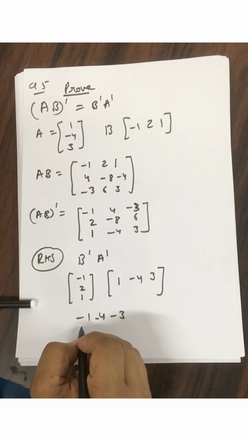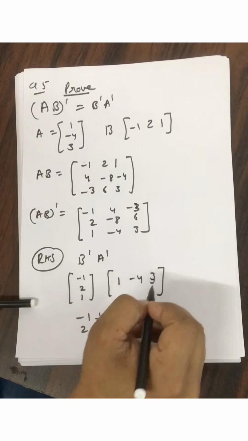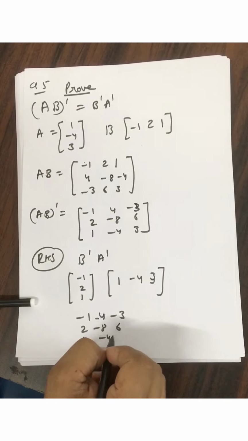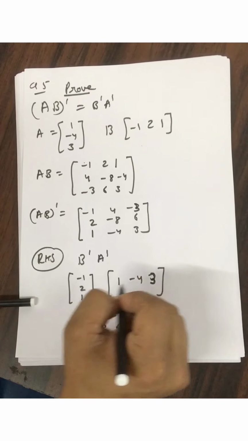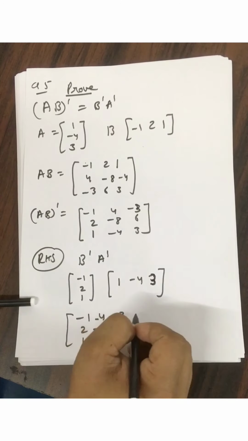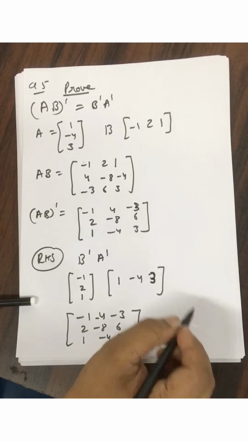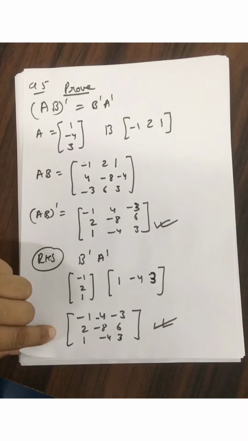Then we'll multiply by 2: 2 4s are 8, 2 3s are 6. This is 3, don't be confused. This will come how much? 1, and this will remain the same. This is 3, don't get confused. Yeah, this is coming the same. That's correct. Got it? Clear? Okay, let's move on.